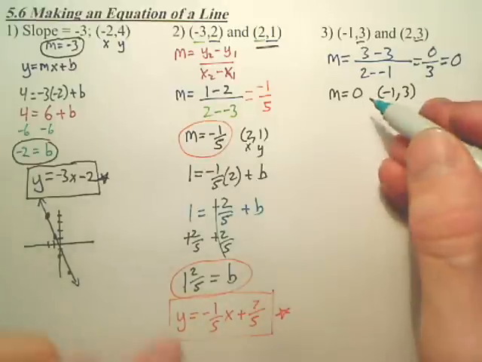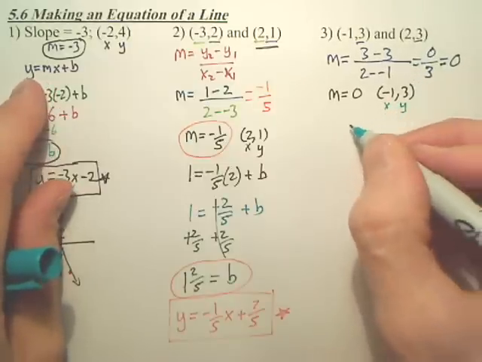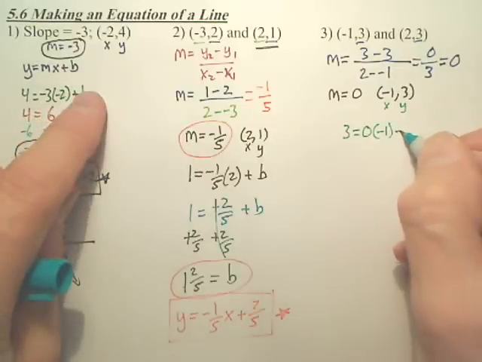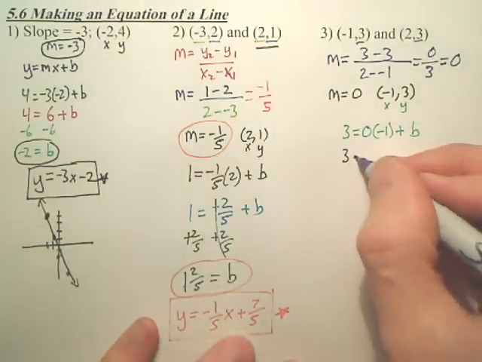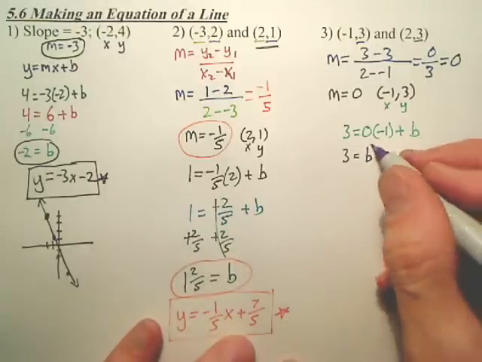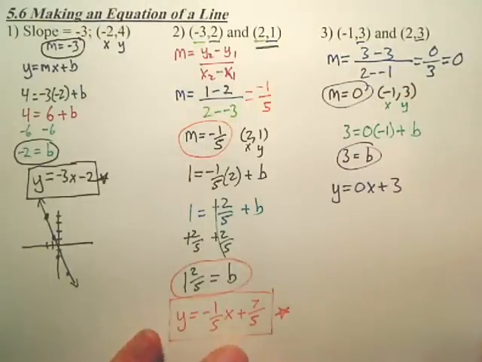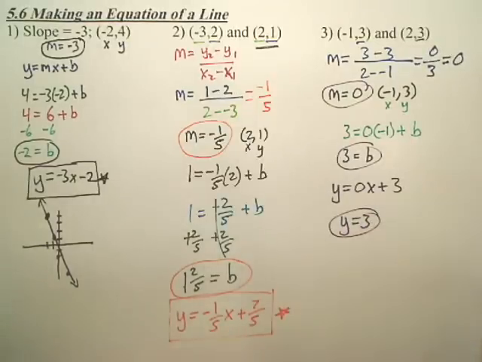You take all your information and plug it back into this formula right here. So that's x, that's y. So y is 3, m is 0, x is -1. Solve for b. 0, that's 0. So basically you get b equals 3. So y equals 0x plus 3. Now, 0x doesn't make sense, so the equation is just y equals 3. That is the equation of the line because there's really no slope. The slope is 0.